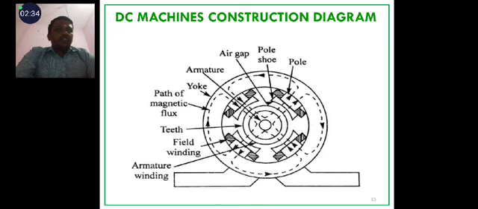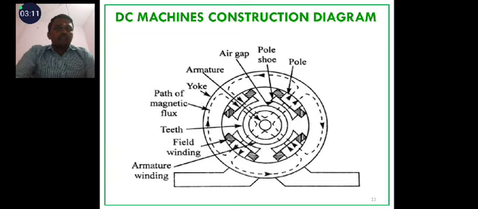Armature core. The armature core of the DC machine is mounted on the shaft and rotates between the field poles. It has slots on its outer surface for armature conductors. The armature core is made up of soft iron laminations which are insulated from each other and tightly clamped together. In small machines the laminations are mounted directly on the shaft, whereas in large machines they are mounted on spiders. The laminated core reduces the eddy current losses.